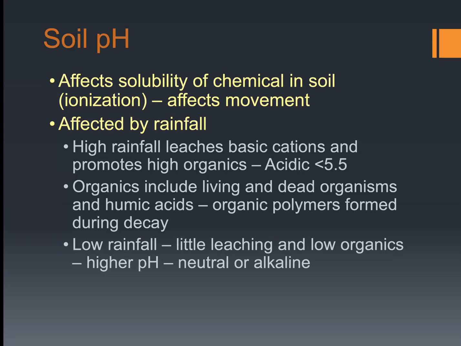Now, if you do have lots of moisture, you may have high organic material. And so you may end up with a lot of those humic acids and those decay products that are formed there. Conversely, if you have little rainfall, you're going to have less leaching, less organic material, and so you typically will have more neutral or alkaline soils. So the amount of rainfall you get has a big impact on soil pH, and then that in turn will help drive the kinds of plants that can live there, as well as the microorganisms that live there.